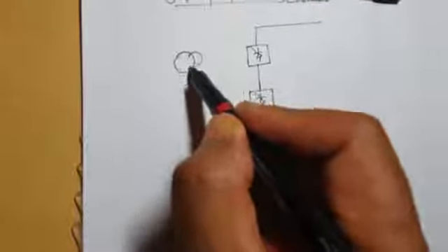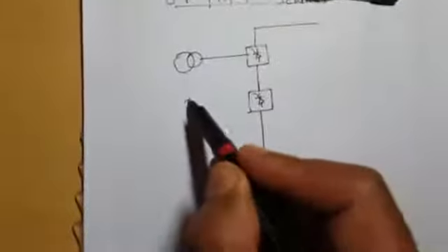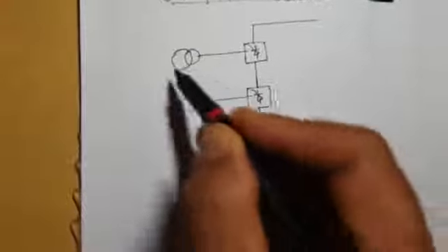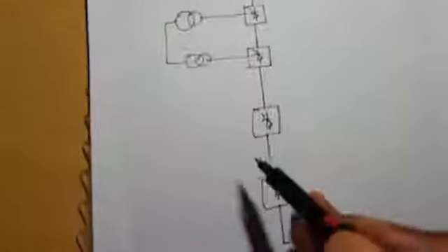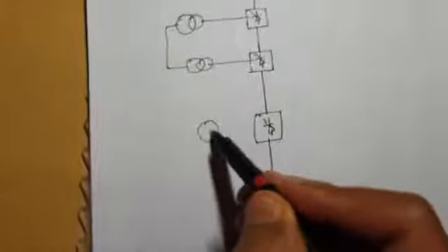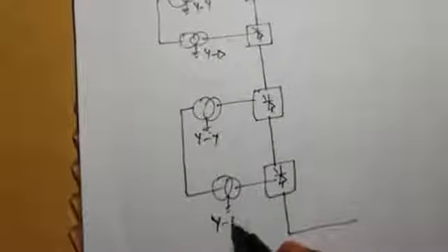This is our converter transformer. Similarly, these are the converter transformers feeding various converters. Now neutrals are grounded. This is a YY connected transformer, this is a Y delta connected transformer. Similarly, this is a YY transformer, this is a Y delta connected transformer.